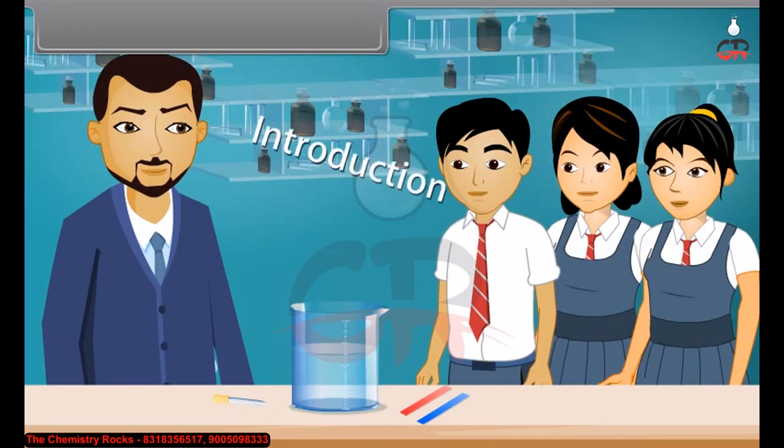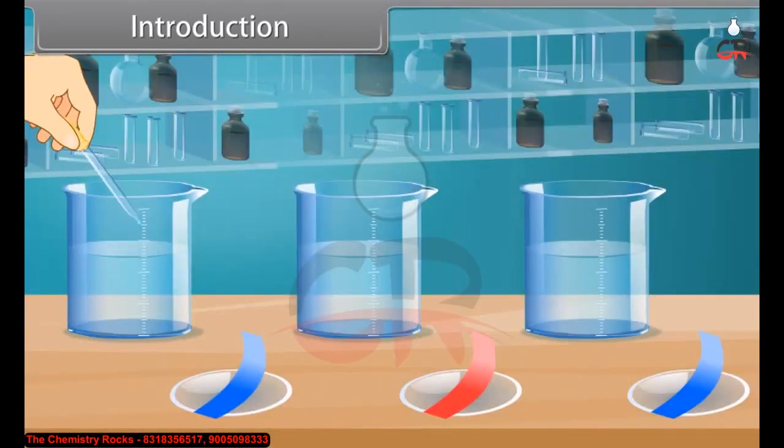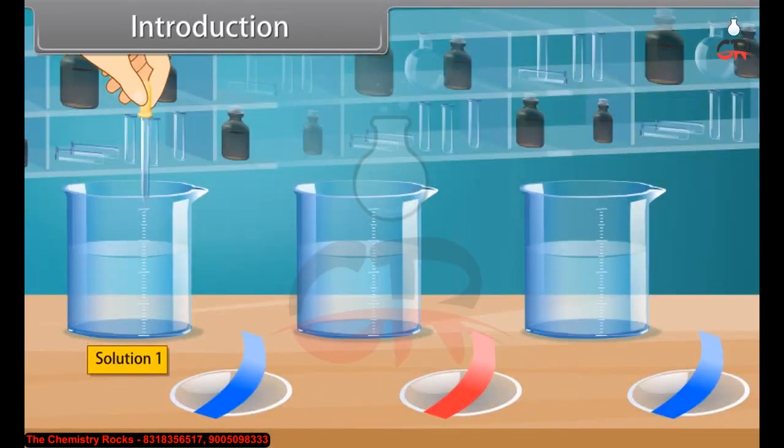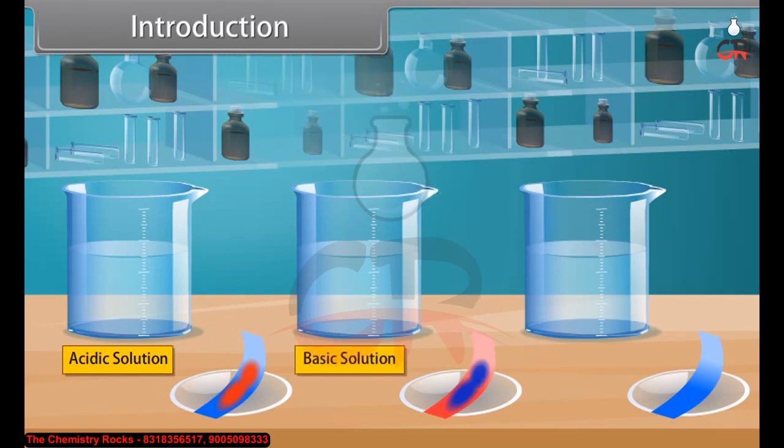Introduction. Hello students. Today we will perform an experiment to identify the acidic, basic or neutral solution. Fine, sir. First, put a drop of solution 1 on the blue litmus paper. It turns into red. It shows acidic behavior. Next, put a drop of solution 2 on the red litmus paper.